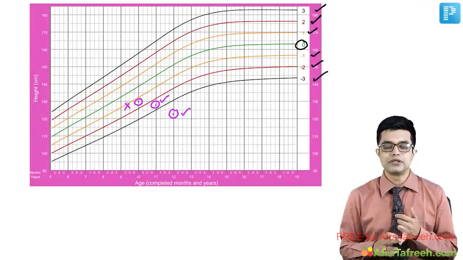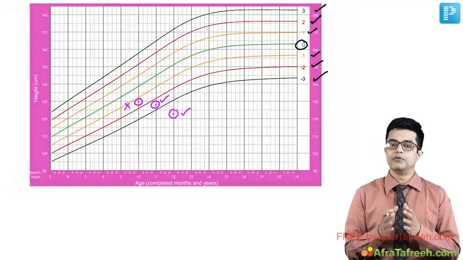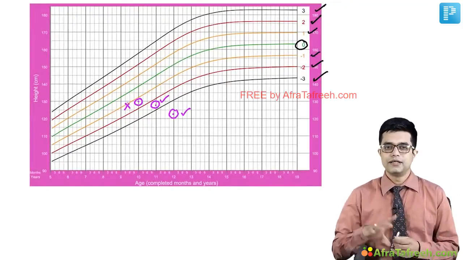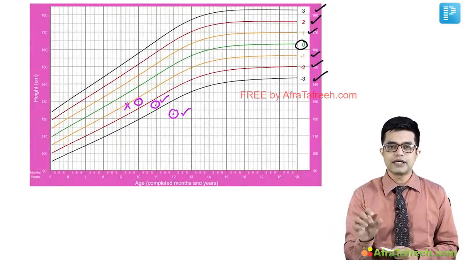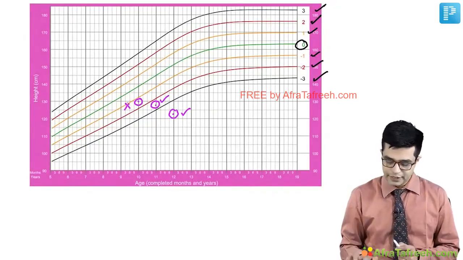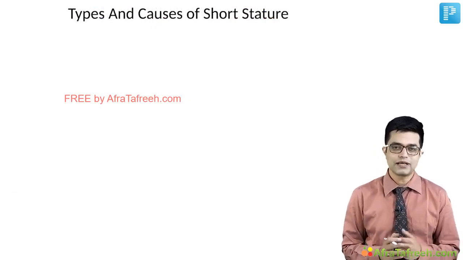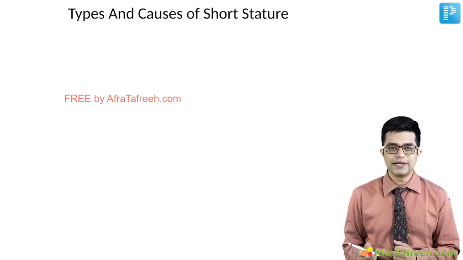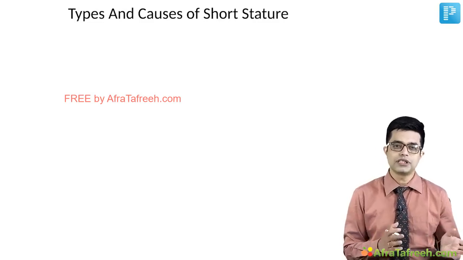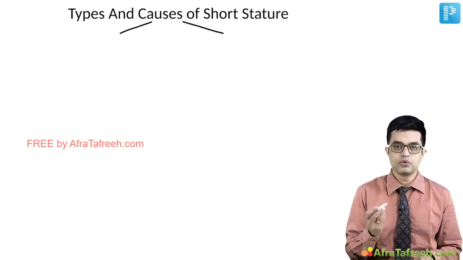So interpretation, definition is one thing, interpretation in visuals is also equally important. So first is definition, height for age below third percentile or height for age below -2 standard deviation. Next we come to the types and causes of short stature. There are many ways you can classify, but the most popular one is you divide it into physiological and pathological short stature. So broadly speaking, there are two categories.